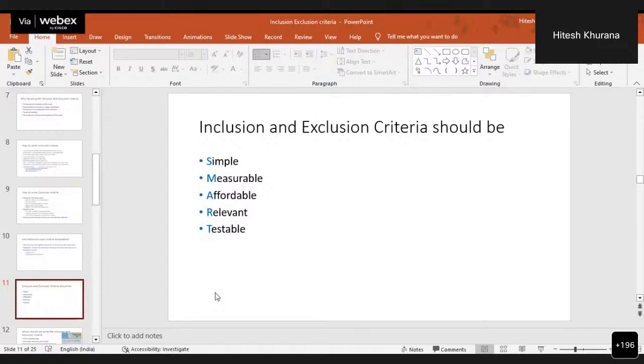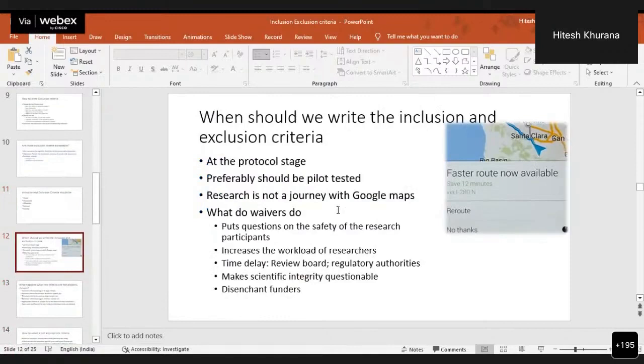Testable. Again, this means that if I am using a particular inclusion and exclusion criteria, and the other person is using the same criteria, both of us get the same kind of sample in the given population which is available to us. So in this way, besides the aims and the objectives, the inclusion and exclusion criteria also need to be SMART in their own way.